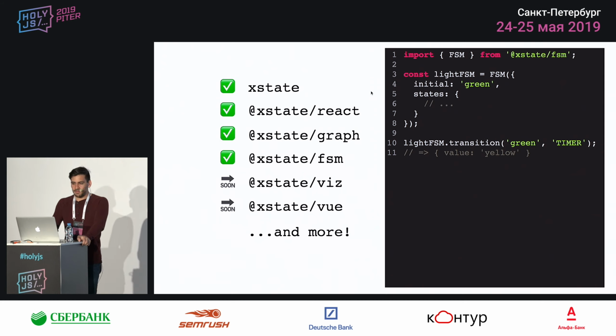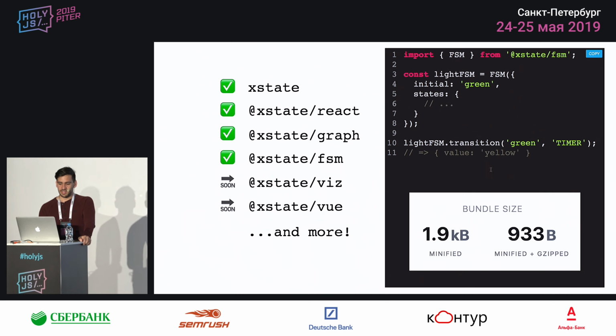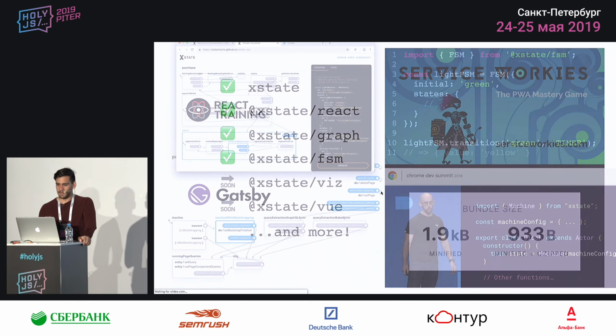There's also FSM, where if you don't need those nested states, you could use FSM, which you download from @xstate/fsm, and that gives you a very simple way, using the exact same syntax, to model your state machines. And it's also extremely tiny. It's less than a kilobyte gzipped, which is pretty nice.